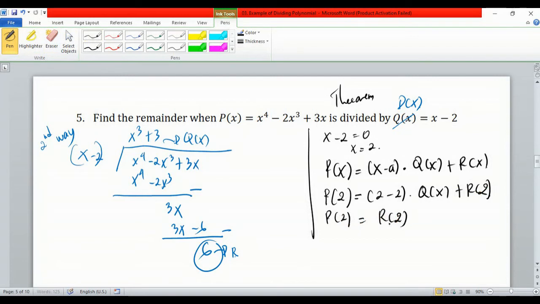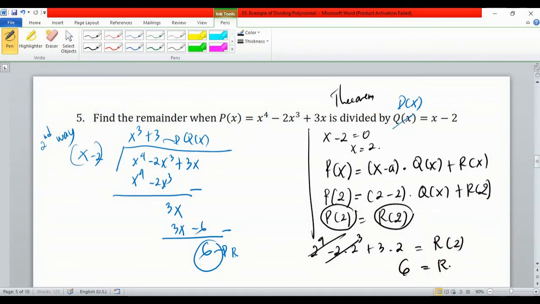So this is the meaning you should substitute 2, and you will get the remainder r(2). So you need to substitute them: 2 power 4 minus 2 times 2 power 3 plus 3 times 2 equals the remainder r(2). This one is 0, so this one is 6 equal to r(2). So this is the same result but in a different way. I hope you understand. So now let's jump to another theorem.